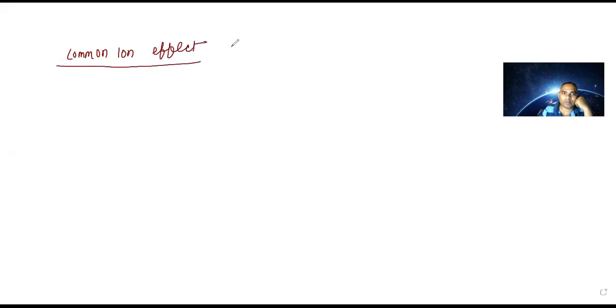Common ion effect. I don't have much idea about the common ion effect. It's actually the first time I'm hearing this.